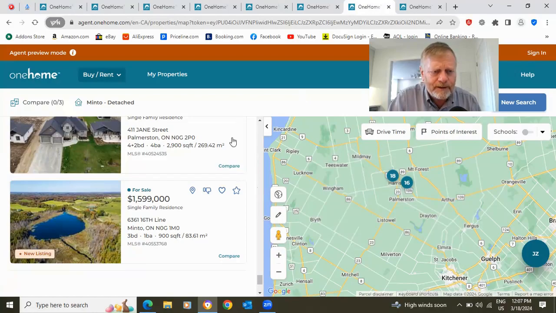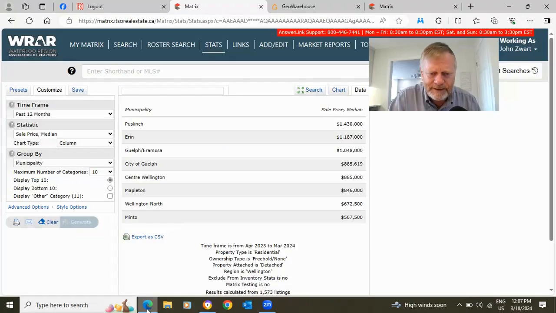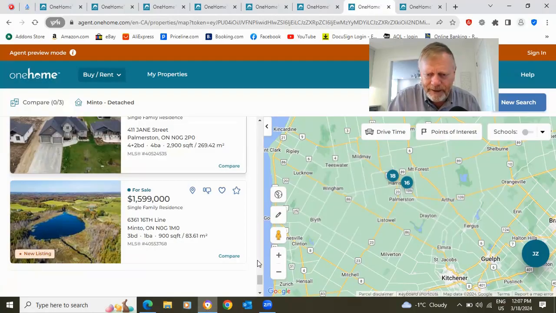Then we get into Minto. Minto is, if you remember that graph, lower priced. There's quite a drop. It's the lowest price within the different communities in Wellington County on average. And it's basically $100,000 difference between Wellington North and Minto. So Minto represents tremendous value, actually.